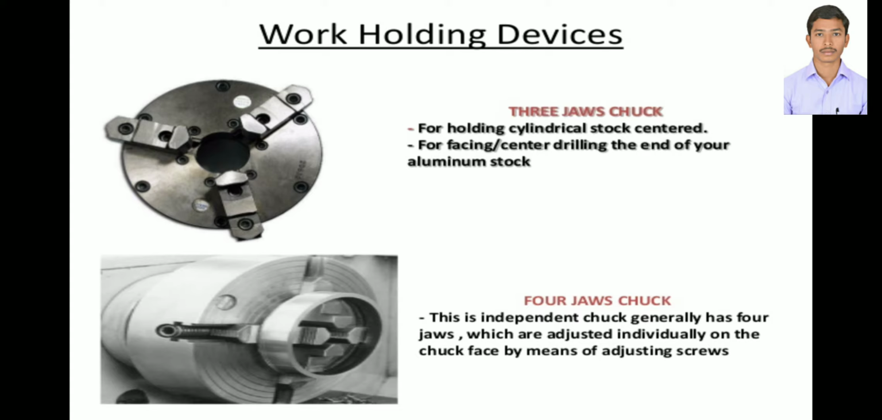This independent chuck generally has 4 jaws which are adjusted individually on the chuck face by means of adjusting screws. By adjusting the screws, using these chucks to fix the workpiece, a 0 degree angle or right angle or some angle of inclination is also provided by using this work holding device.